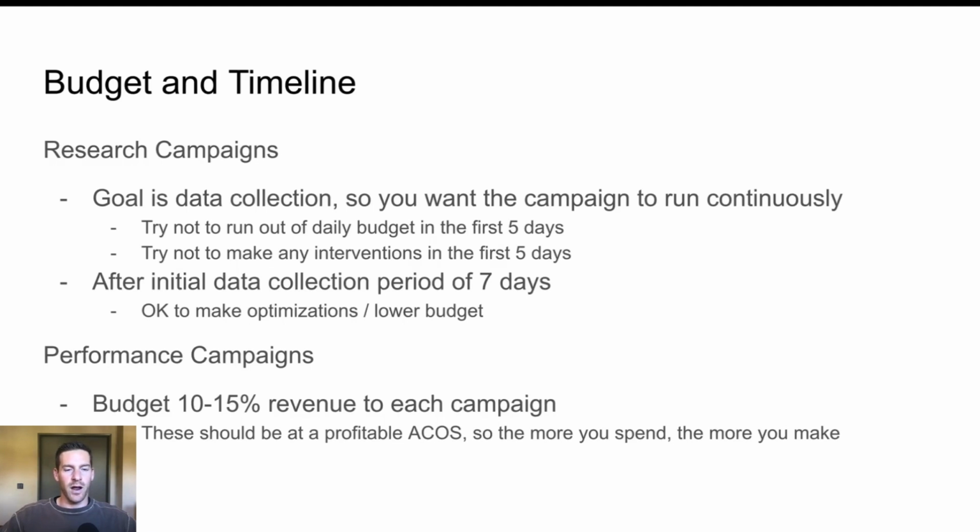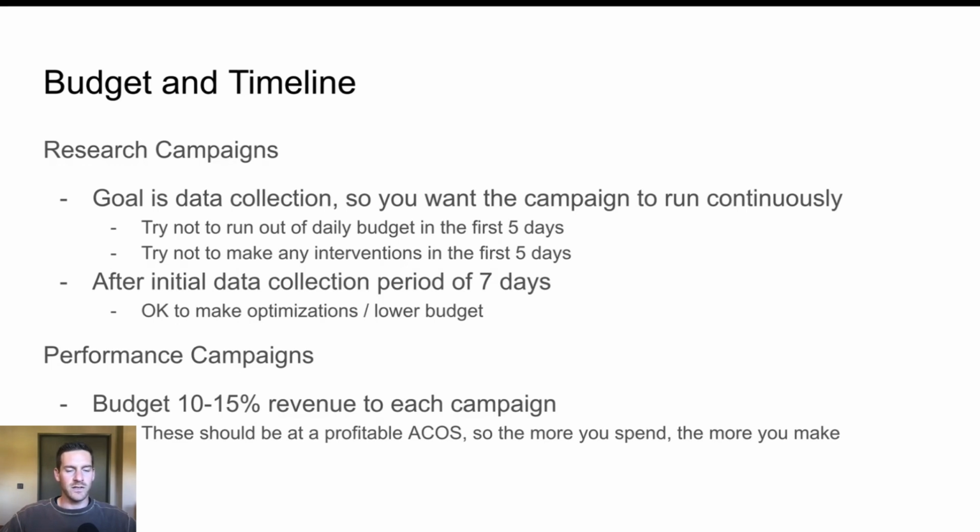Essentially, you're adding a new product, and Amazon is going to just be throwing that product up everywhere and seeing where it gets sales. And so the goal is to collect data, and you don't want the campaign to run out of budget every day at 9 in the morning because you only set it at $5 a day for your budget. So try to set this budget high enough so that it runs continuously for at least 5 days, and try to resist the urge to make any interventions or optimizations to these campaigns in the first 5 days.